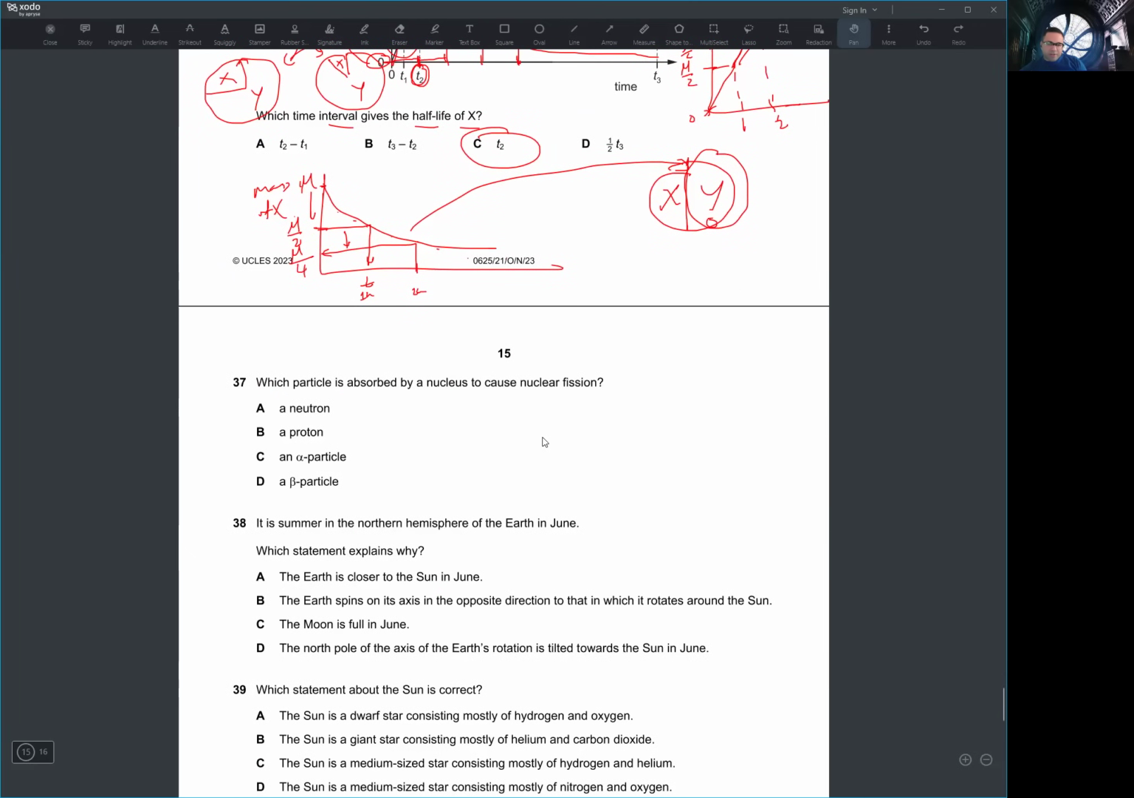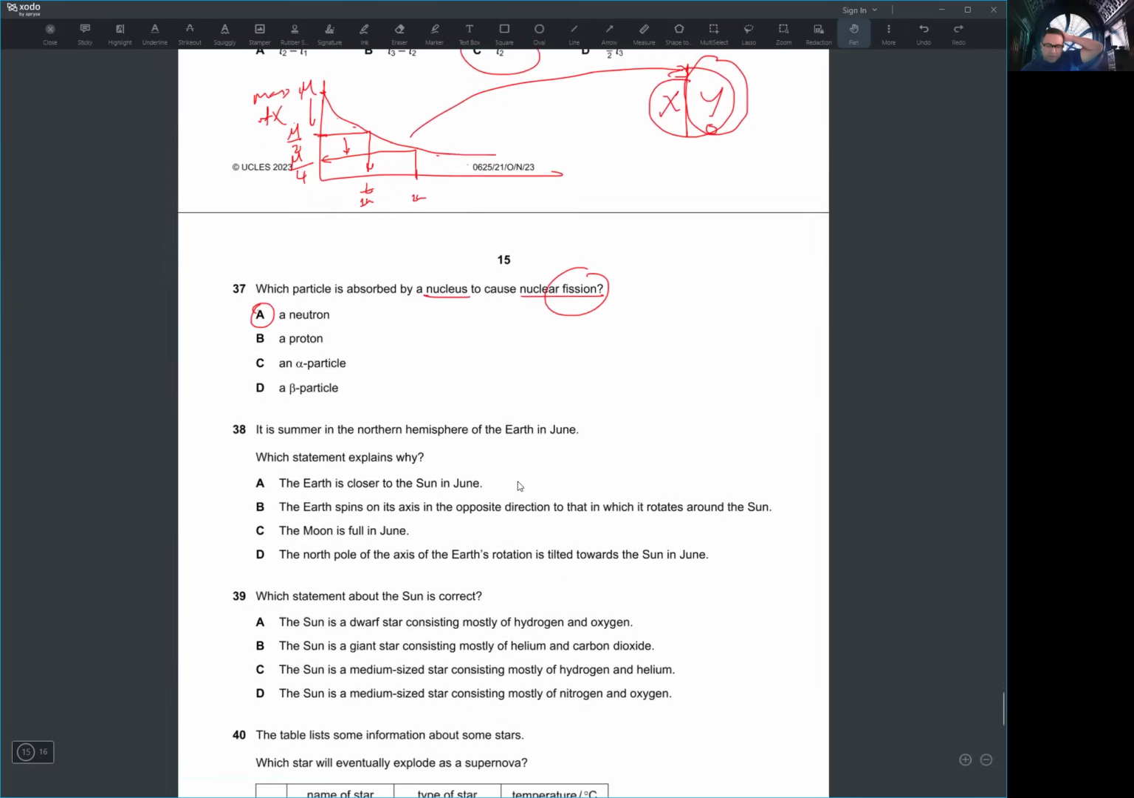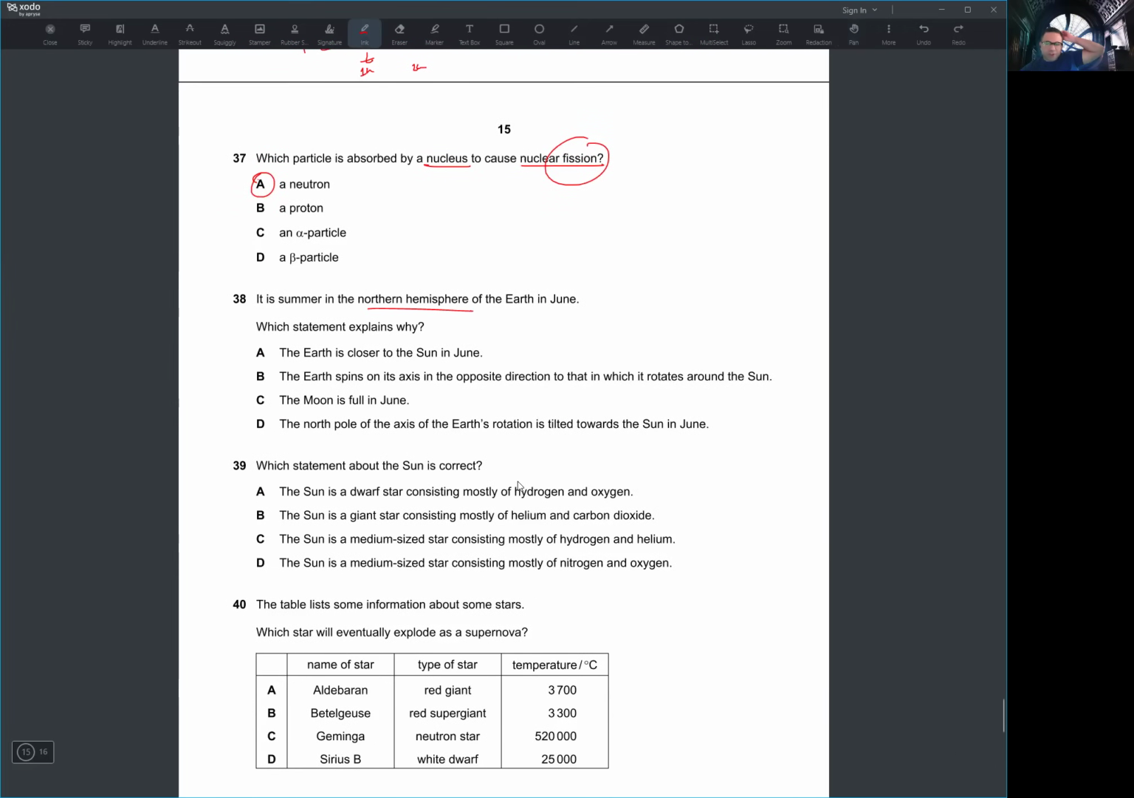37. Which particle is absorbed by a nucleus to cause nuclear fission? A neutron. Okay, we know uranium plus neutron breaks it apart. So this is just memorization. 38. It is summer in the northern hemisphere in June. Which statement explains this?